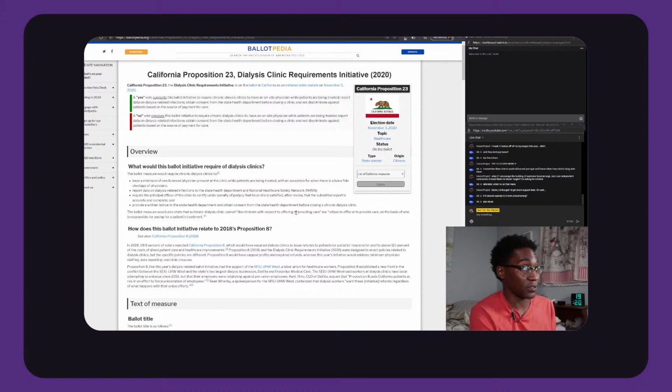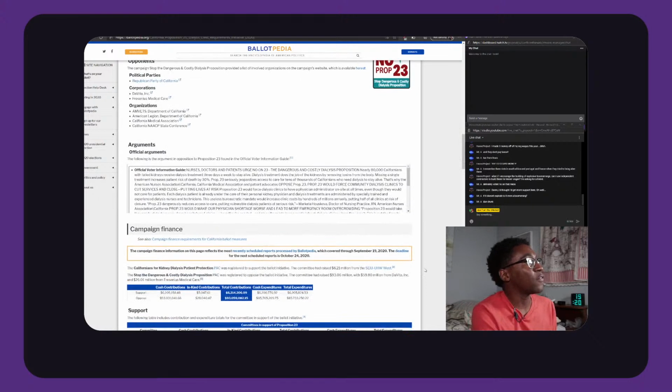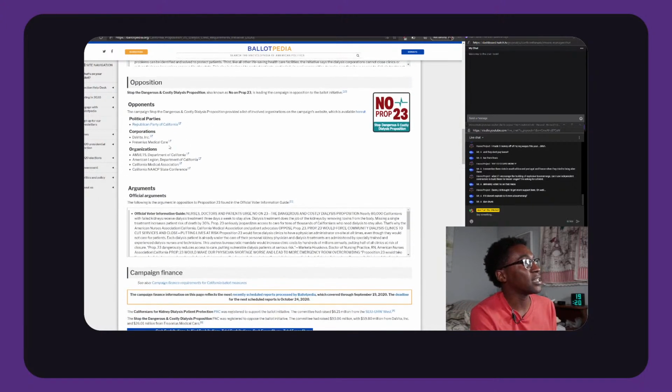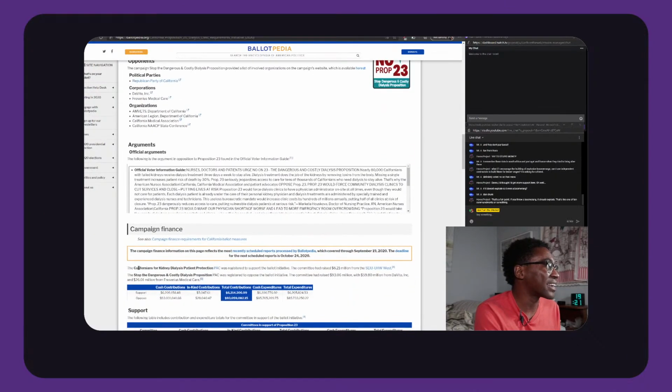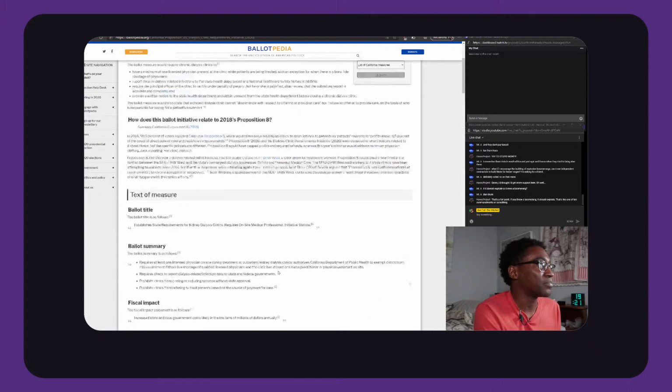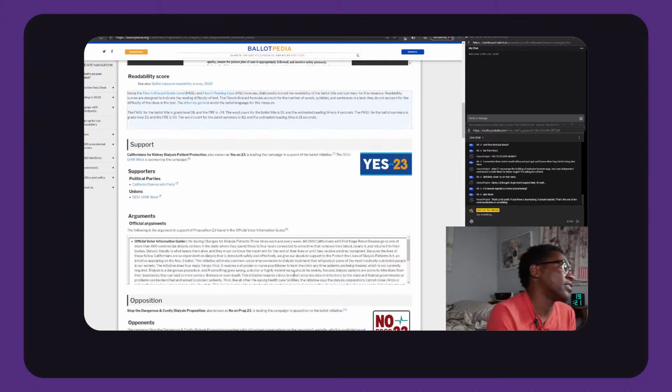Proposition 23 happening this year is a lot of the same usual suspects. If you look at the opposition, it is the Republican Party, DaVita Incorporated, and Fresenius Medical Care. They do a lot of the dialysis treatment in California. And there's also another one of these groups, Californians for Kidney Dialysis and Patient Protection is, no, sorry, it's the other one.